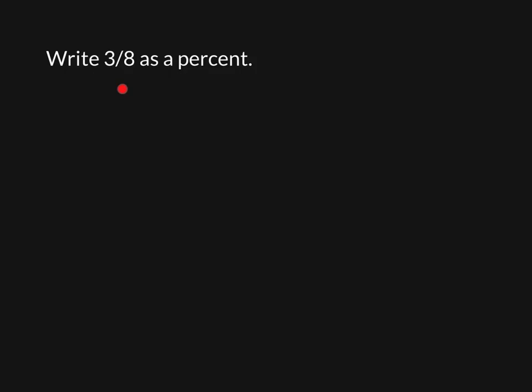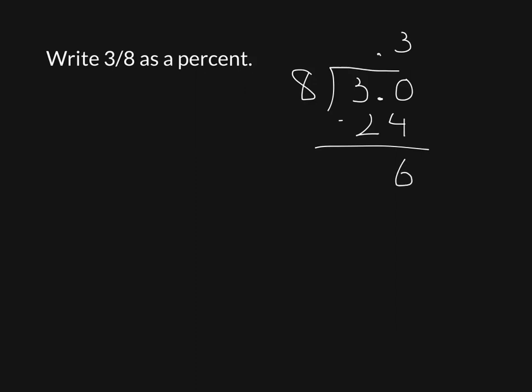So instead of using equivalent fractions, we're going to use long division. Here we go. Since that 8 is on the bottom, it is the divisor. 3 will be my dividend, and we definitely need to put a decimal point there, bring it up there, put a 0, and start long division. Let me see. 8 into 30, 3 times. That's 24. Subtract, we get a 6. Not done yet. Bring down a 0.